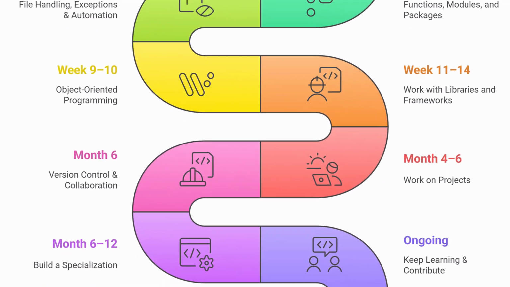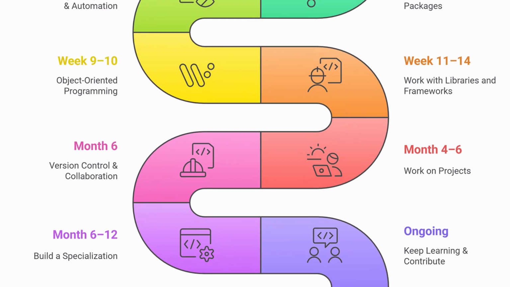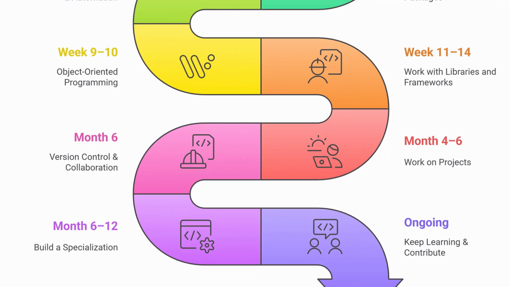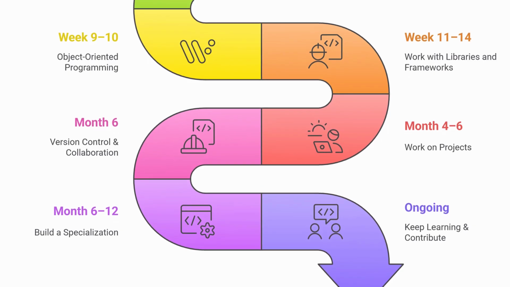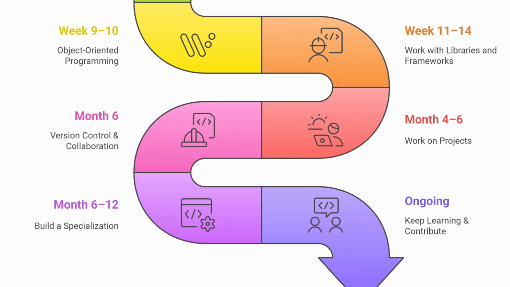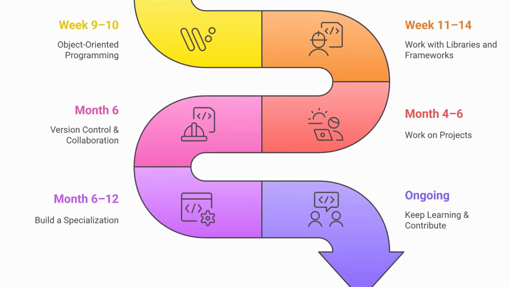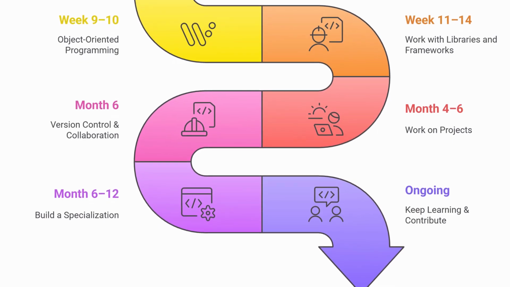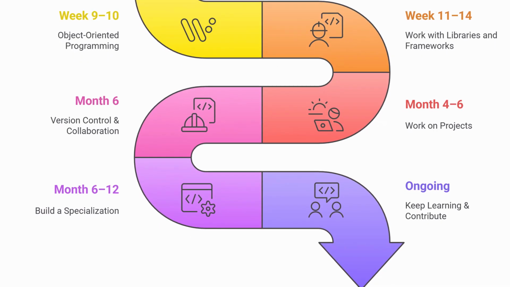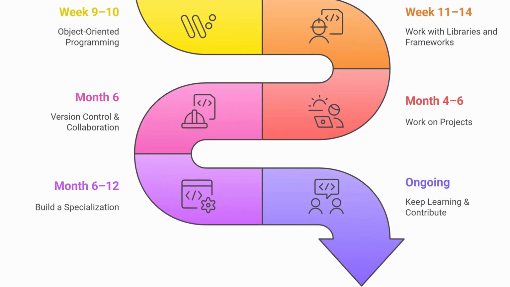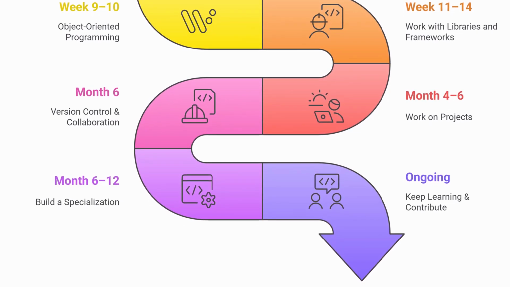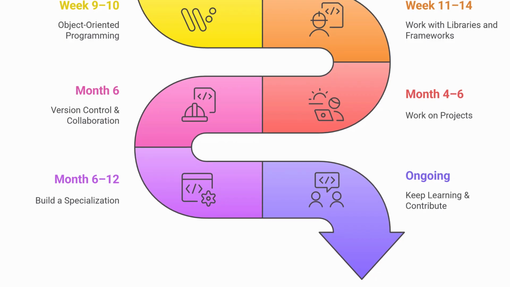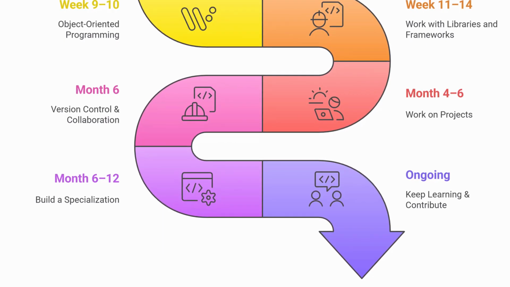In months 4 to 6, apply your skills by building real projects and using Git and GitHub for version control and collaboration. Finally, between months 6 to 12, specialize in your favorite area, whether it's web development, data science, or AI, and keep learning, coding, and contributing to open source communities. Consistency is key. Keep coding, keep growing, and you'll be on your way to Python mastery.